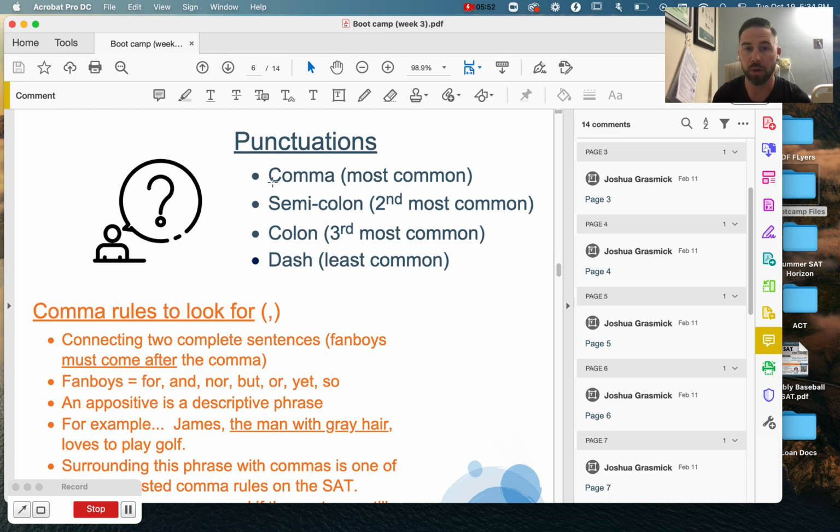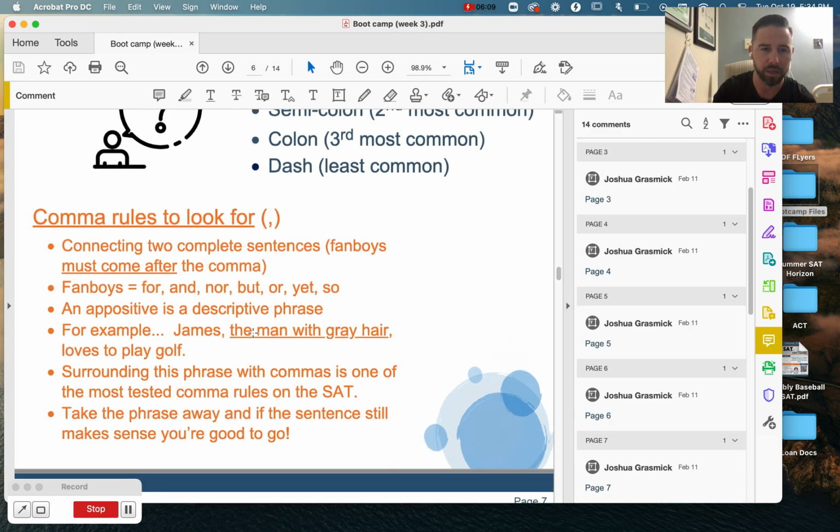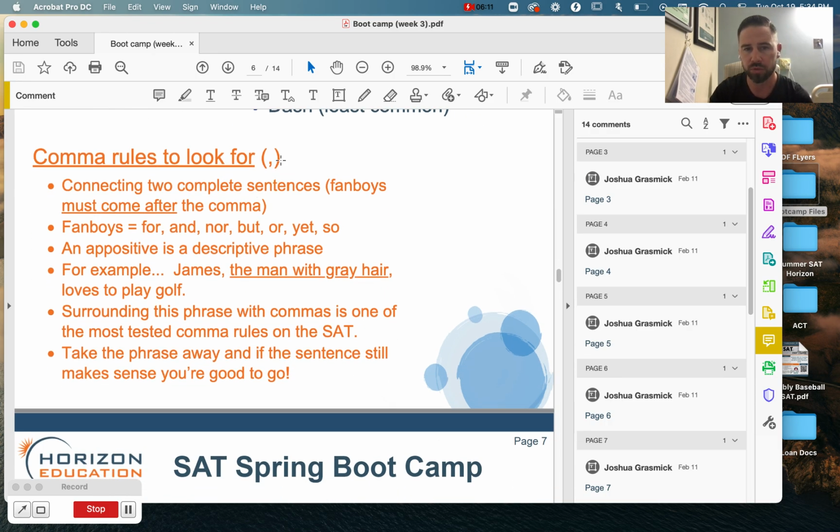Okay, so in regards to our punctuation, the punctuation that's actually used the most, I would say, is the period or the comma. That's the answer choice that's going to be chosen most. Next is semicolon, next is colon, and then the dash is the least common. So let me take you through the situations on when you would use these, and I'm going to kind of blow your mind a little bit.